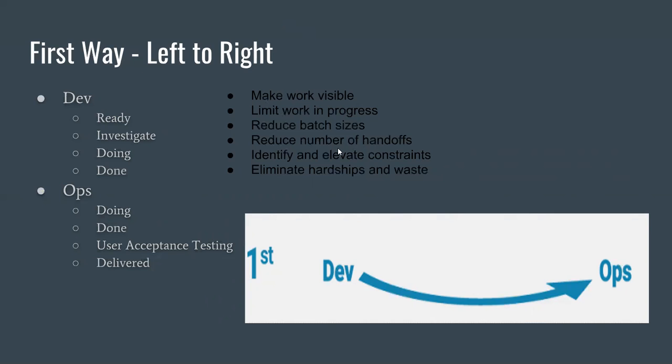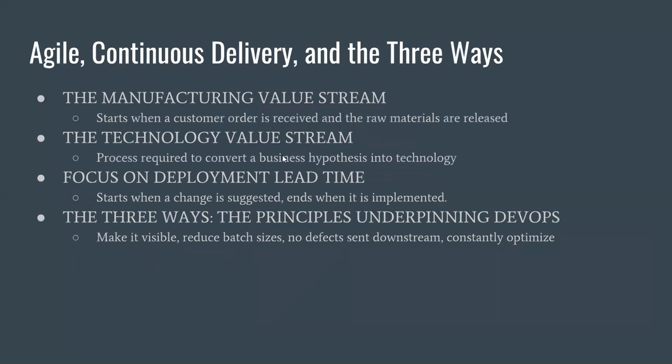You're going to identify and elevate your constraints. So your bottlenecks. You are only going to be as fast as the slowest section of your development. So you're going to identify that bottleneck, and you're going to see what you need to do to eliminate it. And continuing with that, you'll eliminate that hardship. You'll eliminate any waste that you have in that development flow. So in order to do that, we're going to use Agile Continuous Delivery and what we call the three ways.